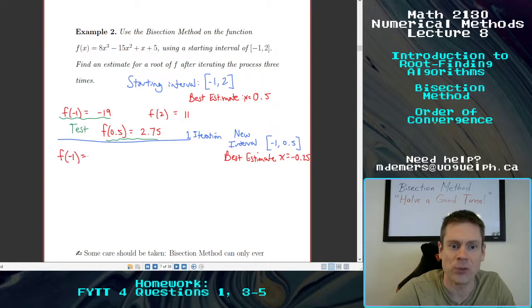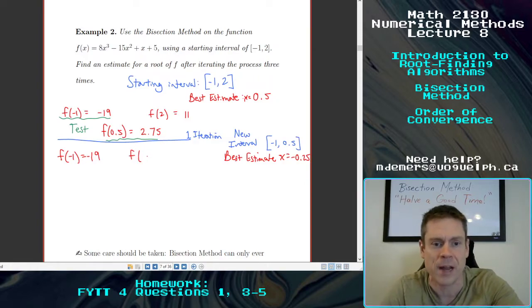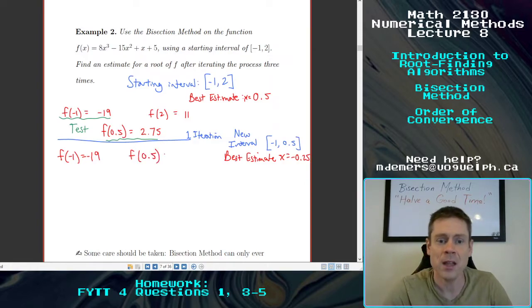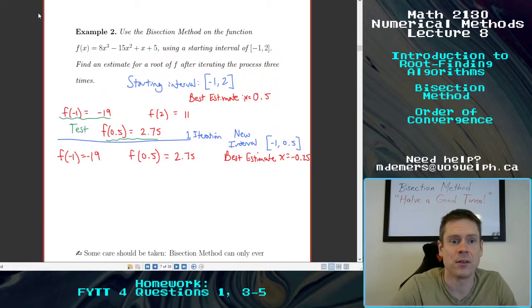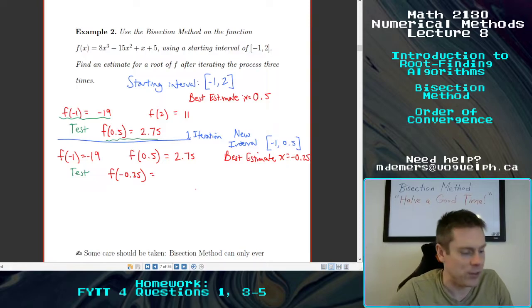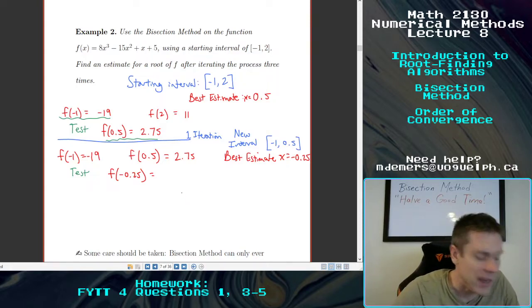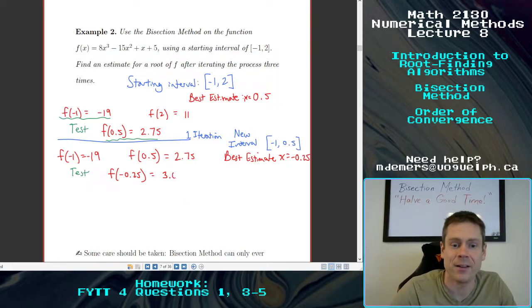f of -1 was negative 19, while f of 2 is, no, that's not what we're doing. We're doing f of 0.5. That's equal to 2.75. We're going to want to test f of -0.25, the midpoint of the two. If you do, you end up with 3.69.